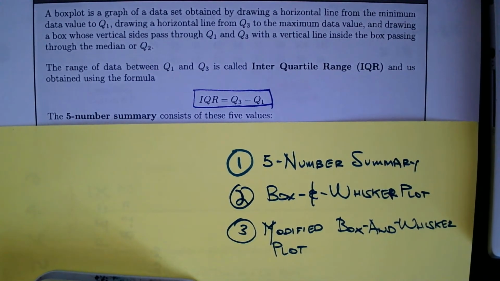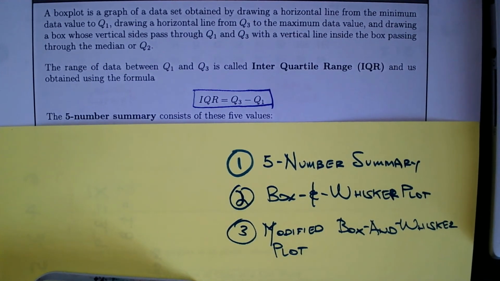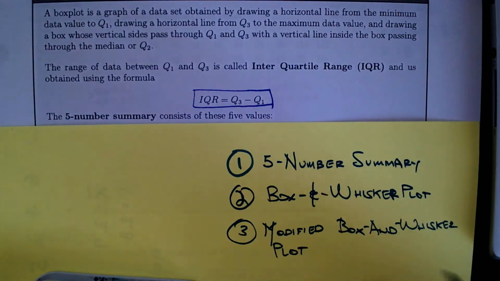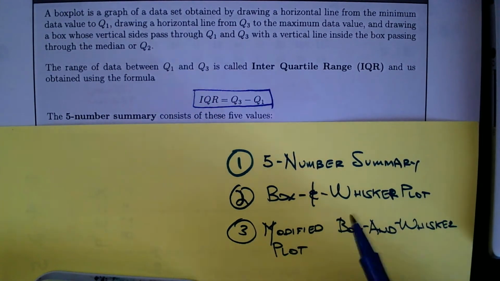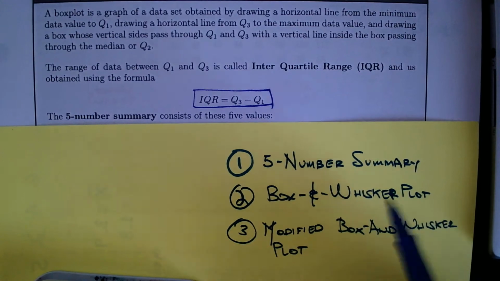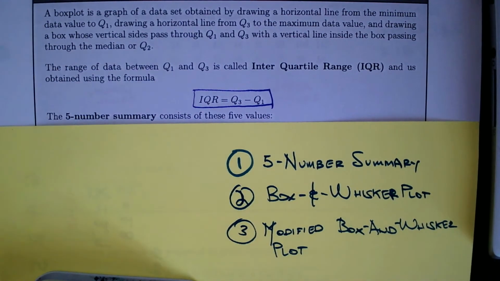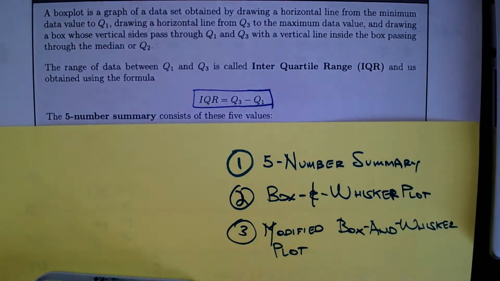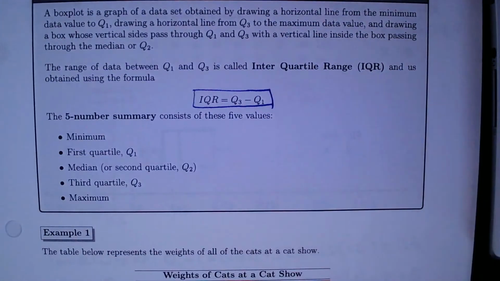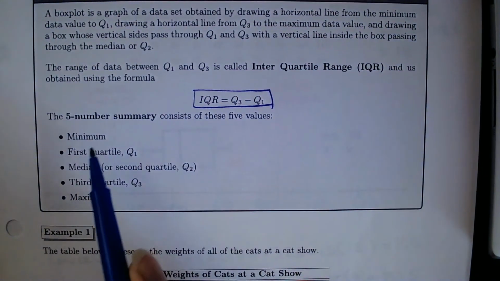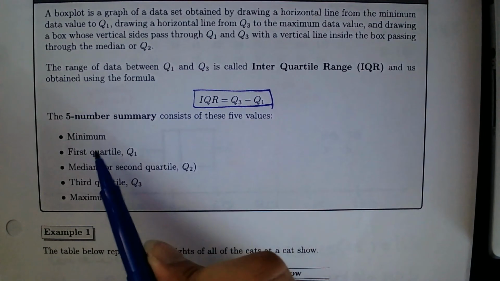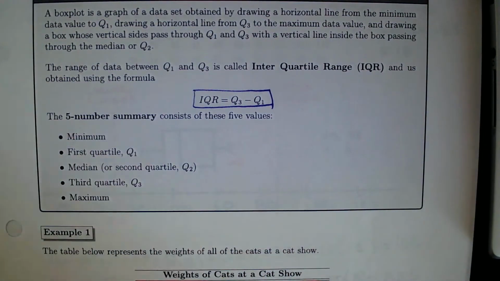Alright, so in this short video we are going to go over a brief summary of what the 5-number summary is, and then we are going to construct both cases of box and whisker plots and the modified box and whisker plot.